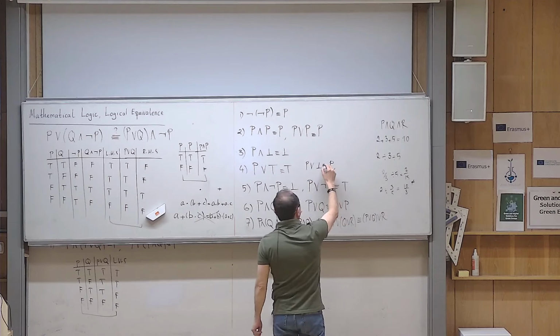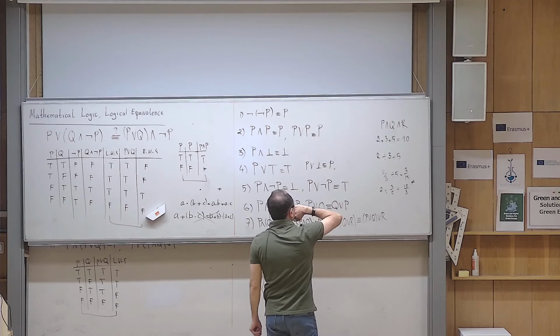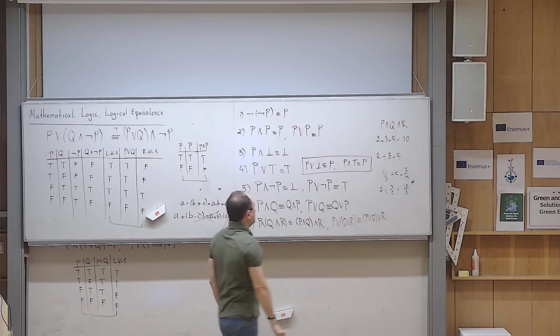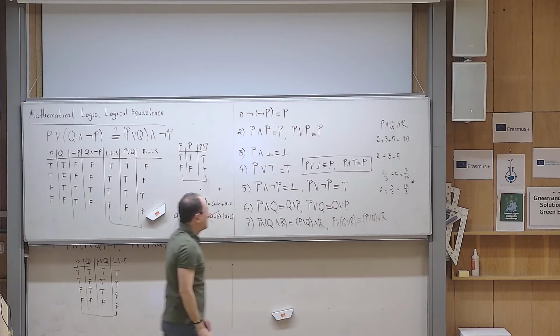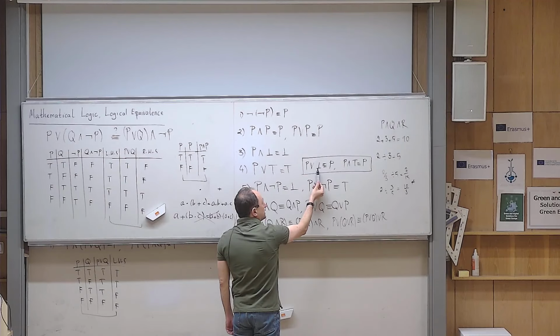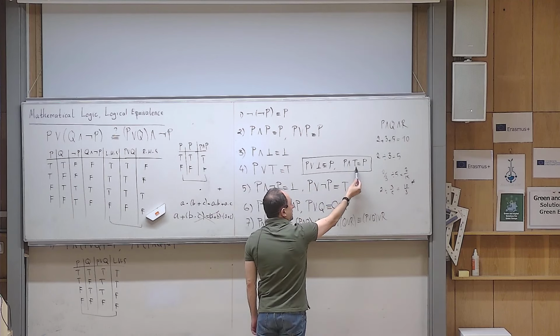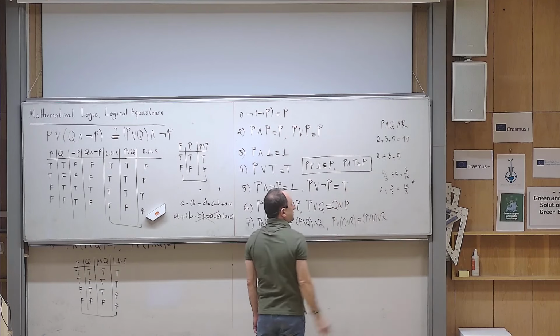So can you tell me another equivalence for this? P and tautology is equivalent to P. So actually this means that contradiction is an identity for this operation. It doesn't change the proposition. And tautology is an identity for that operation. It does not change that.